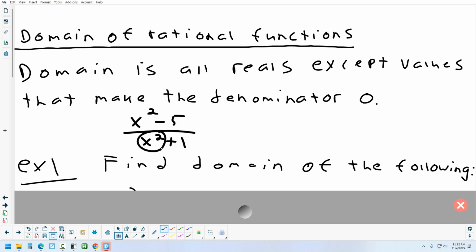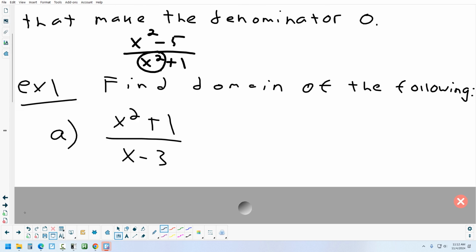Let's look at one that does have a number that would make it 0. So to find the domain, what I generally do first is find the number that would make the bottom 0, and then write down not to use that number. What number would make the bottom 0? 3. So think of it in two sections. You can use anything going this way. You can use anything going this way. You just can't use 3.